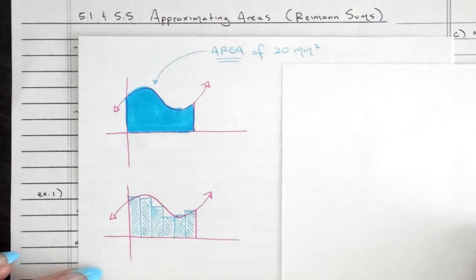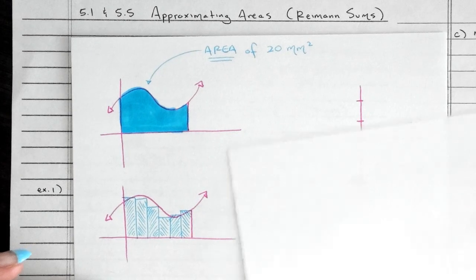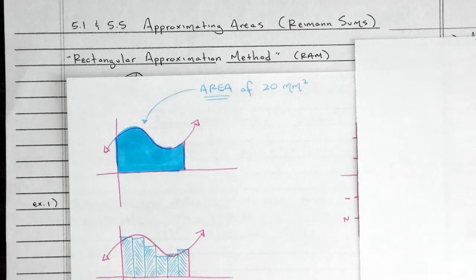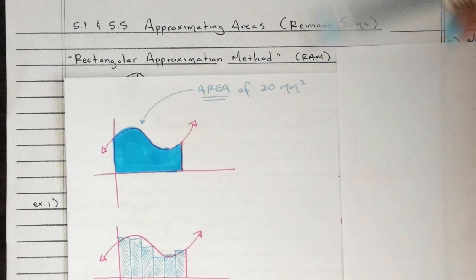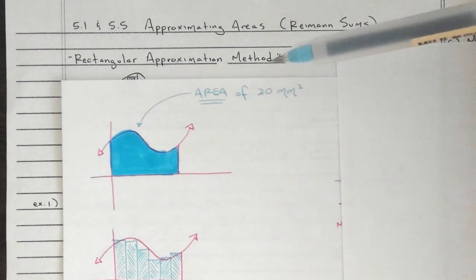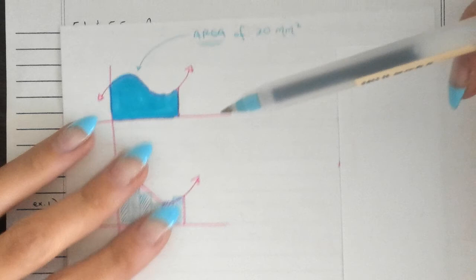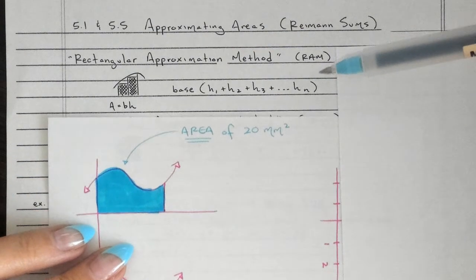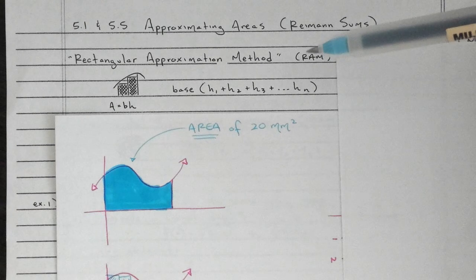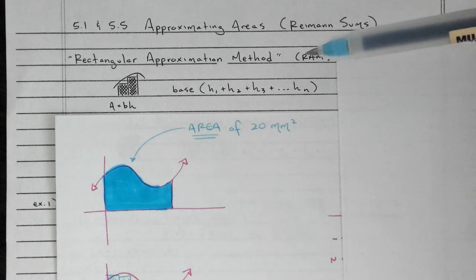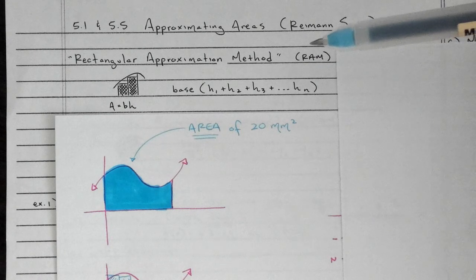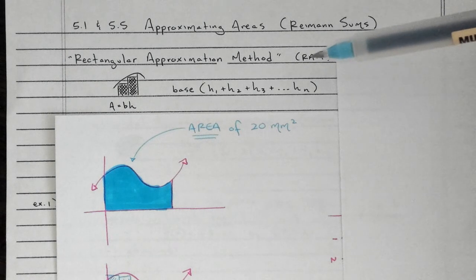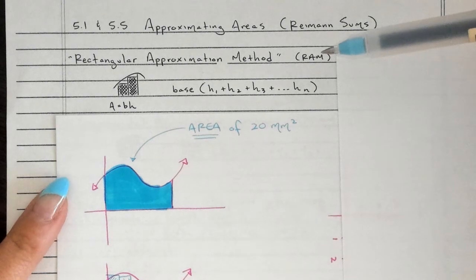There are a couple formulas to remember. This is called RAM, the rectangular approximation method. So this part, rectangles, is the rectangular approximation method. We find it using, actually, 3 ways. We do LRAM for left-sided rectangles, RRAM for right-sided rectangles, and MRAM for midpoints. And then I'll show you each one.